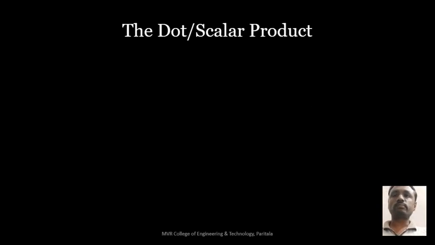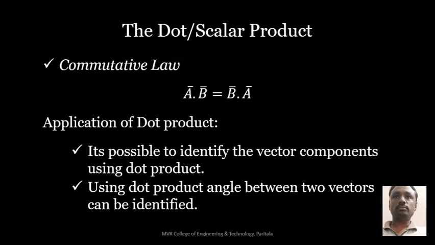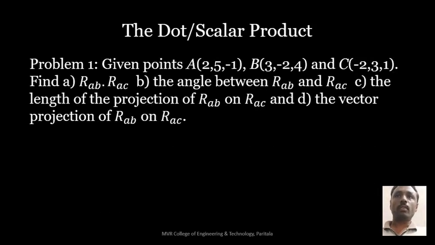So here what we did: Ax is the component, Ay is the component, Az is the component of A. Those three components are multiplied by Bx, By and Bz, and thereafter we added all those products. In the similar way, here we have the components of RAB as well as RAC. We need to multiply the X components, Y components and Z components, thereafter we need to add them. So it will give the dot product between RAB and RAC.